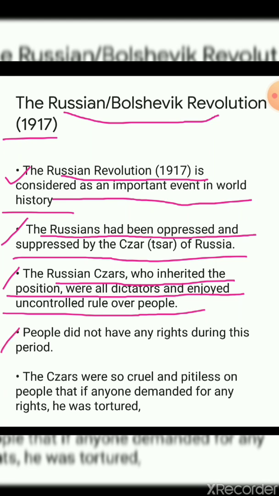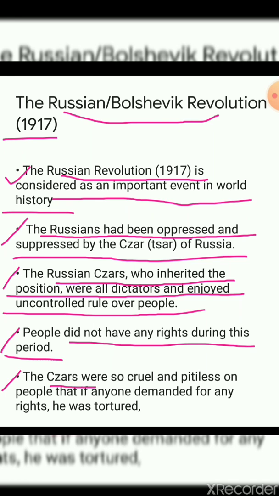Next, people did not have any right during this period. Only the rights were in the hands of the Caesar, because they were said to be the rulers of Russia. And whatever was being said by them, that was to be done by the people. People themselves did not have any right of doing anything at that time, and the Caesars were ruling.